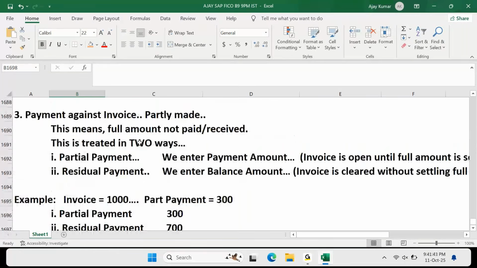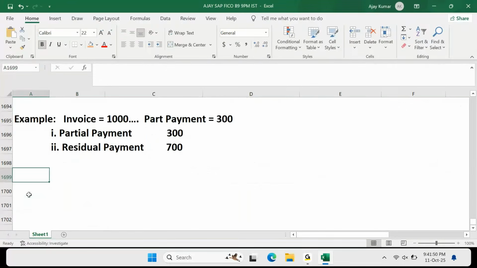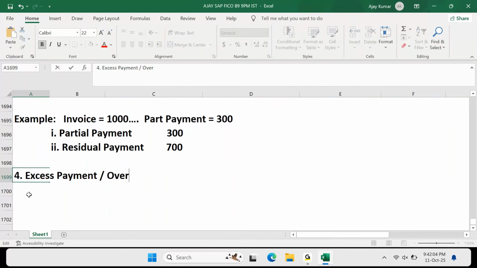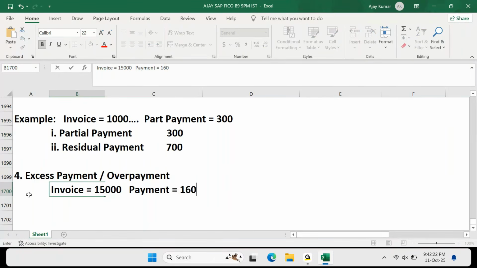Okay, this is your partial payment. We did 3. If I go to the 4th point, if I say excess payment, what does it mean? Overpaid. Excess payment or advance payment, overpayment. Meaning here the invoice is, let's say, 15,000, but the payment is 16,000. Correct or not? Correct.